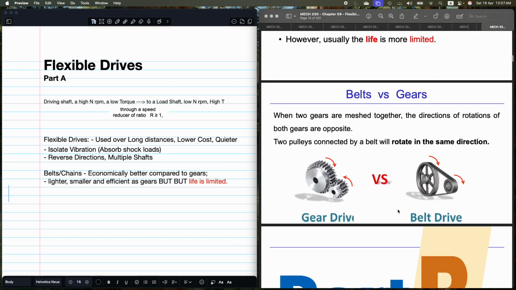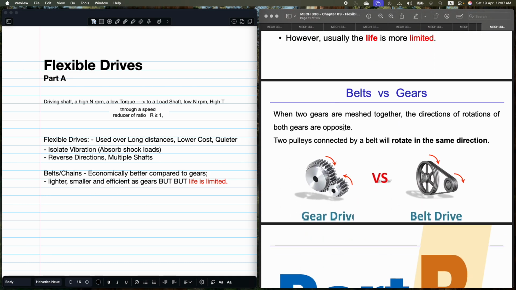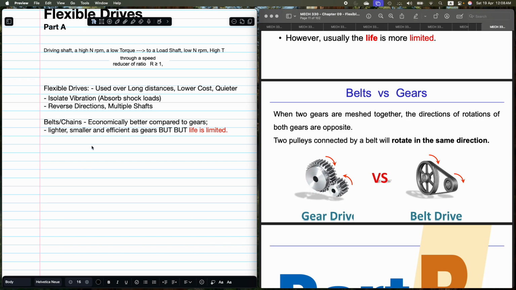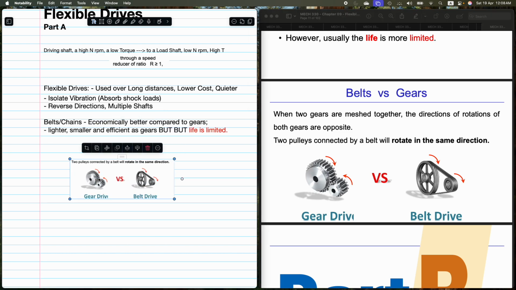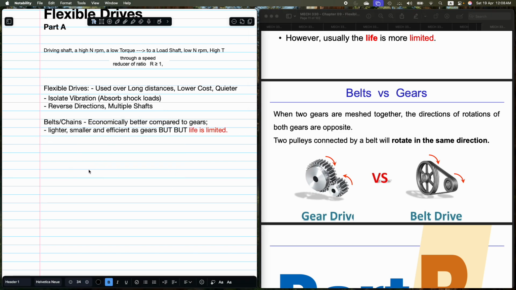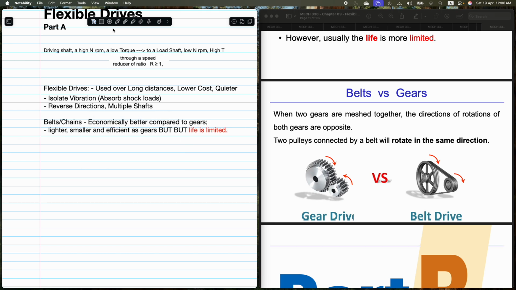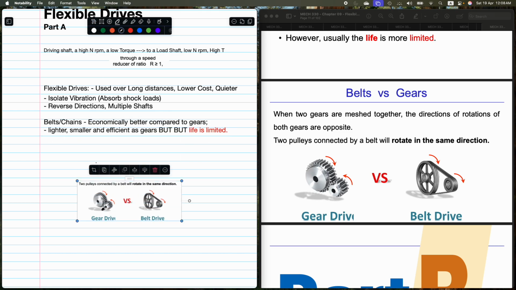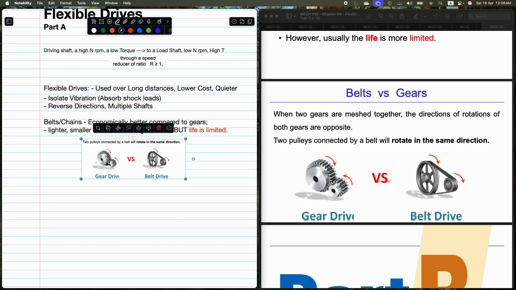Belts versus gears. When two gears are meshed together, the directions of rotation are opposite. Yeah, we know this. Two pulleys connected by a belt will rotate in the same direction. This is just a figure, so let's put this figure here. You remember this: this is your gear versus belt drive. All right, cool, so that's part A done. Let's go back. Oh no, what's going on here? All right, let's try now. There we go. So this is part A done.